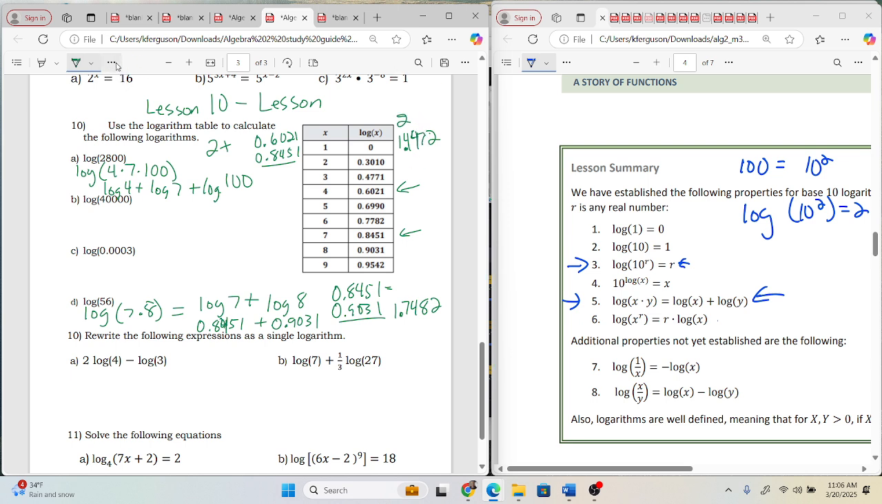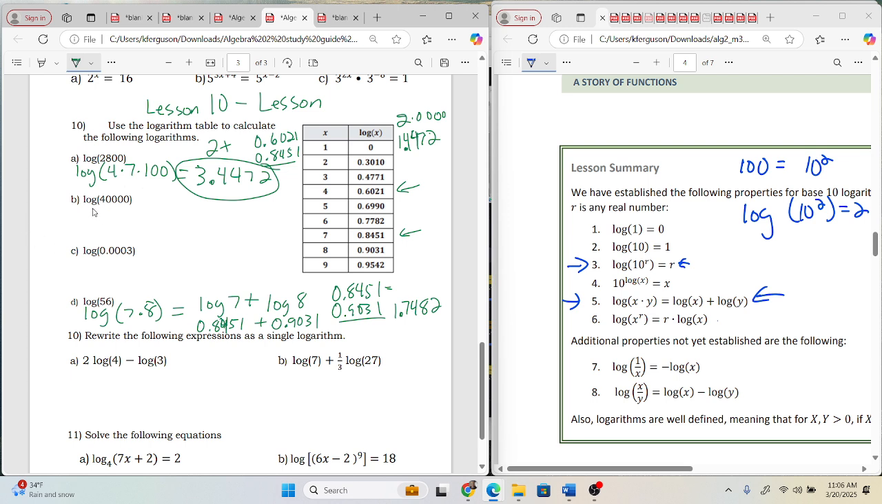So my final answer ends up being 3.4472. That's my answer. So anybody got any questions on that? I could line up my decimal points like that. And so I got 2 point blah, blah, blah, plus 1 point blah, blah, blah. So that's 3, and then the rest of the stuff comes along for the ride.